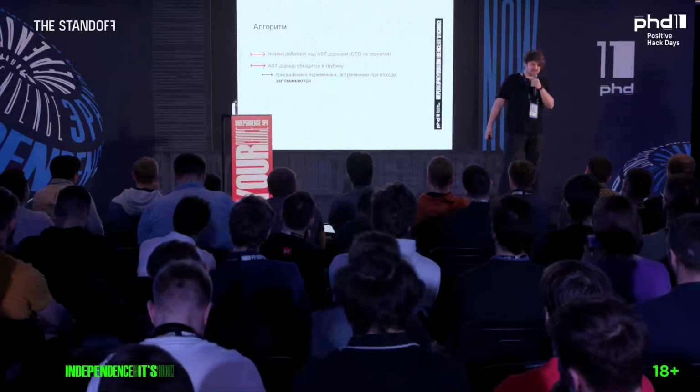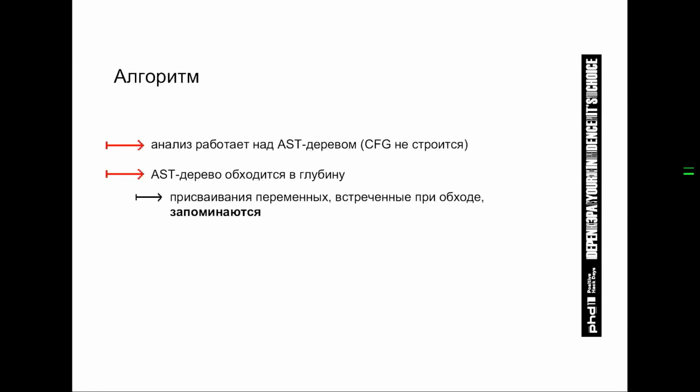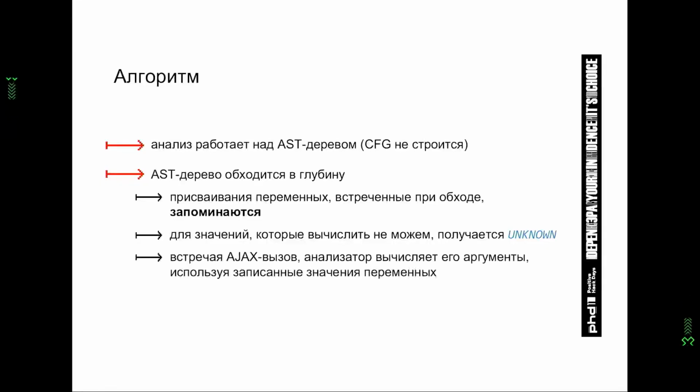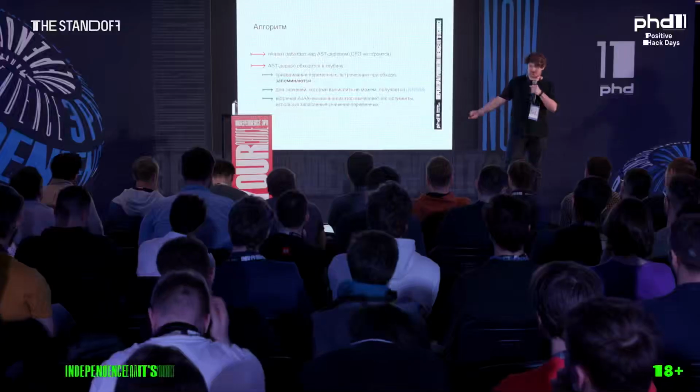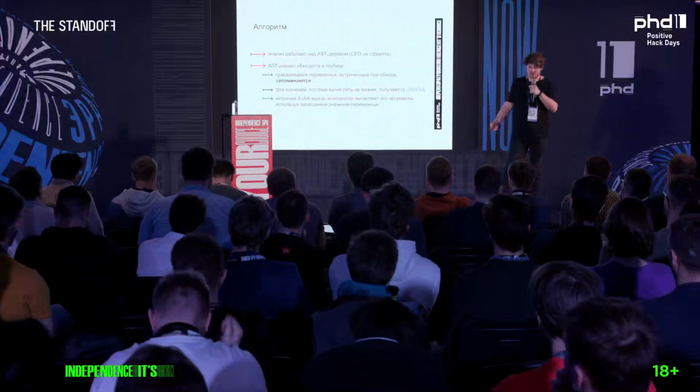So, how does our algorithm work? It works on AST trees, we don't use CFG at all. The tree is traversed in depth, and we remember all the variables and the values. When the analyzer is incapable of identifying a variable, it has a specific value called unknown. When you encounter a special request like Ajax, etc., the analyzer tries to calculate the arguments of that function.